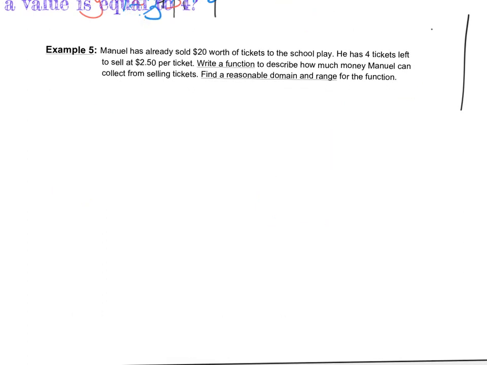Before the independent practice, this is the last example. Manuel has already sold $20 worth of tickets. He has 4 tickets left to sell at $2.50 per ticket. Write a function to describe how much money he can collect from selling the tickets. Well, if we know that he already sold $20, that means he has $20 already in his bank that he made. He has 4 tickets left, so I have a total of 4 tickets that I could sell at $2.50 per ticket.